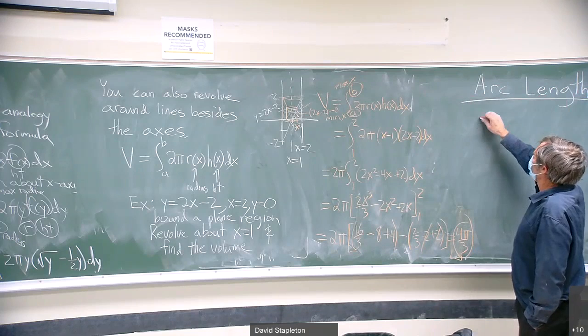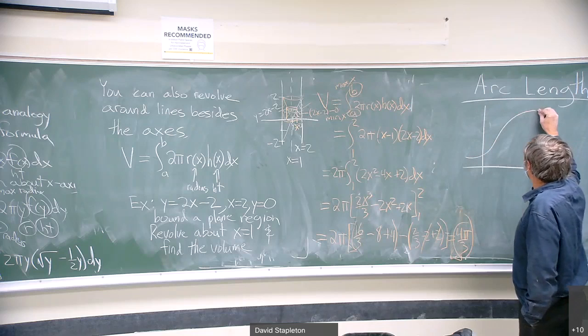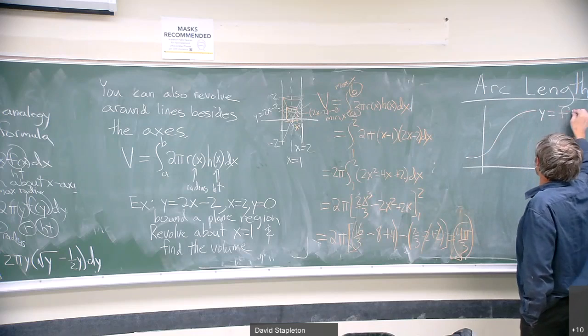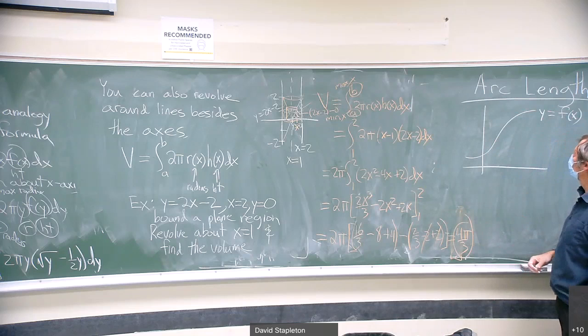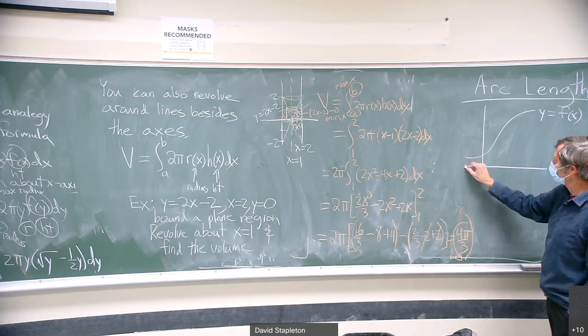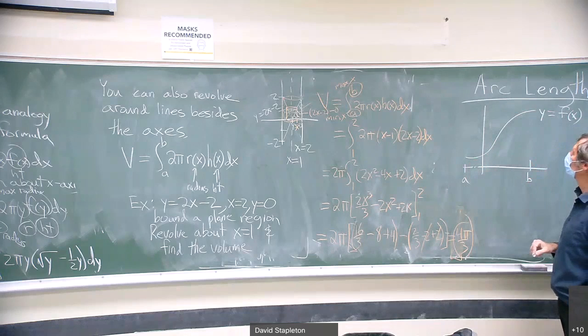So arc length has this prescription. If I have a curve, y equals f of x, how am I going to say how long that curve is between different points? Say between x equals a and x equals b. Here's one way to do it.